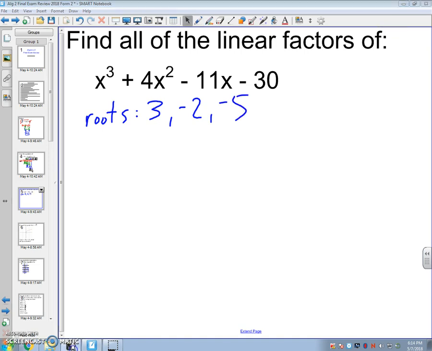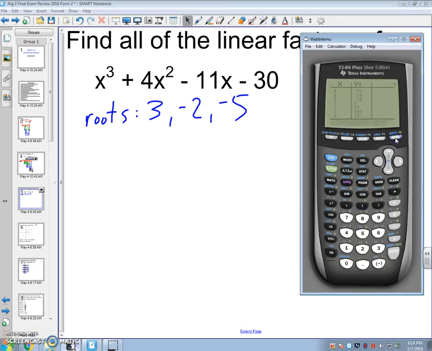Sometimes, and it should work on this, you can just go to second table and find where y is 0. I found one at positive 3. I see one at negative 2. And I see one at negative 5. Now those are my roots.